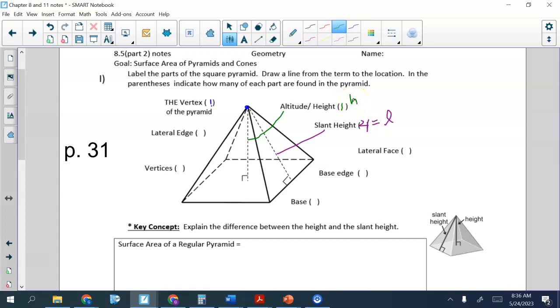All right, lateral faces, these are the sides, the triangles on the sides. So depending on how many sides the pyramid has, in ours there's 4 lateral faces. Each triangle is a lateral face.